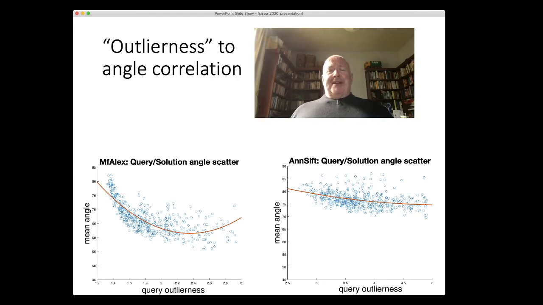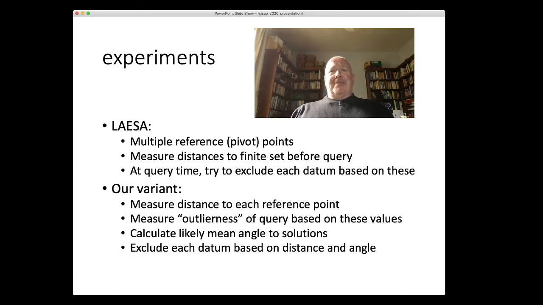But we're just back to the sort of black box metric approach. We're only going to use distances to just try and apply this result. So we do have a way of mapping weakly from outlierness to the mean angle we're expecting. So we will apply this now to an actual query experiment.